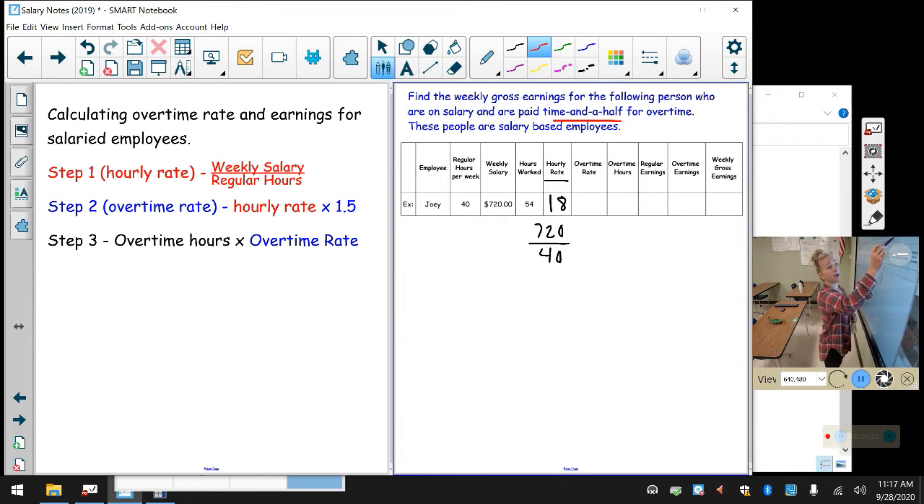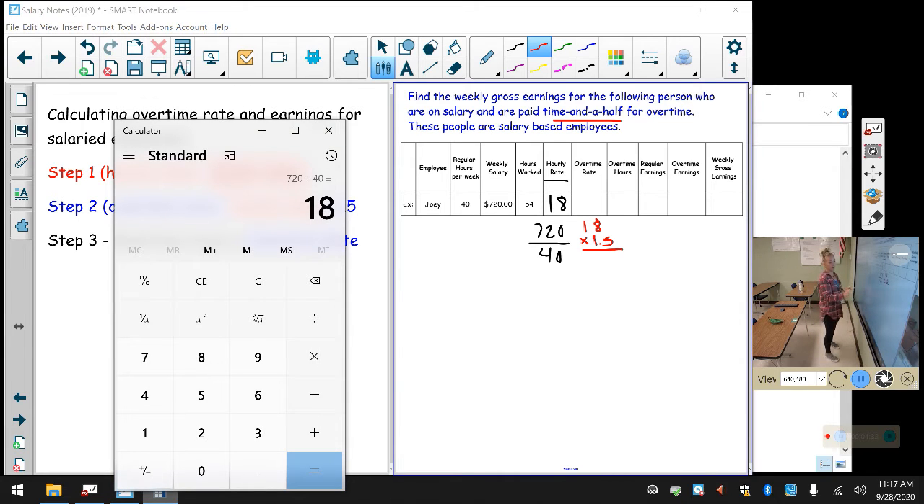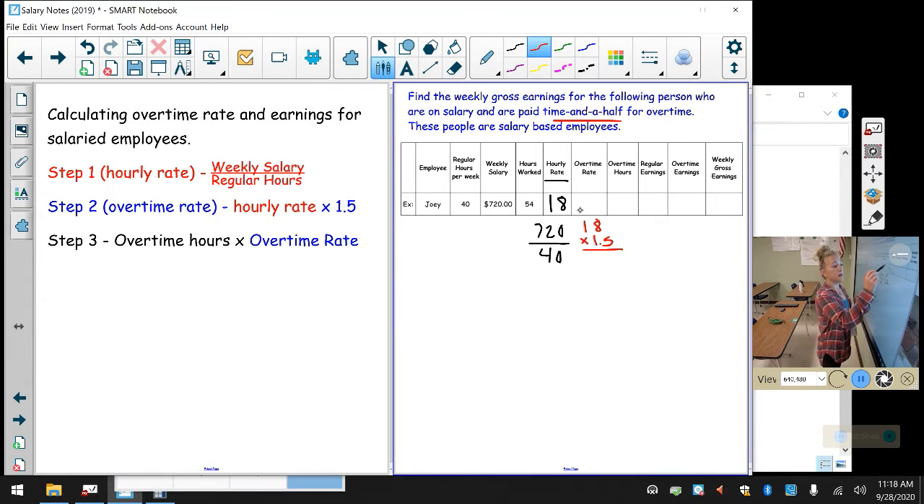He gets paid time and a half, which is 1.5. I'm going to take 18 times 1.5, and that's going to give me that rate. 18 times 1.5 gives me $27.